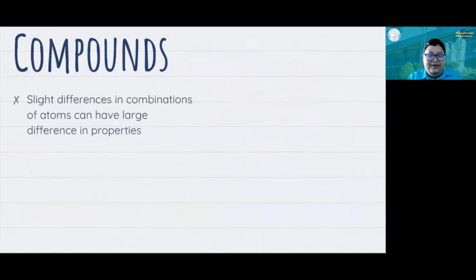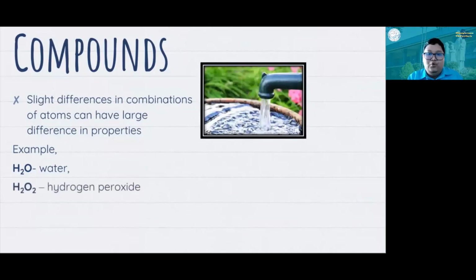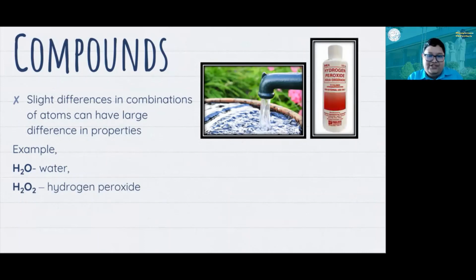Last, there are slight differences in combinations of atoms that can have large differences in their properties. One example is H2O or water, and if we add one oxygen atom to H2O, it will become H2O2. But it will not be water anymore. It is already hydrogen peroxide or agua oxigenada, the liquid that we use to treat our wounds, because of its antiseptic property.